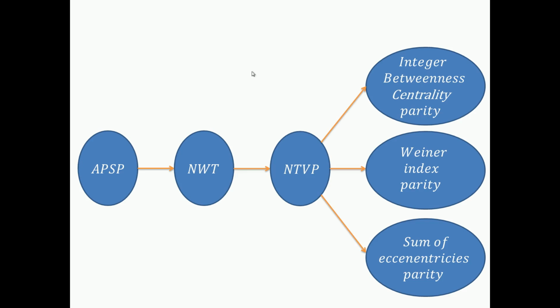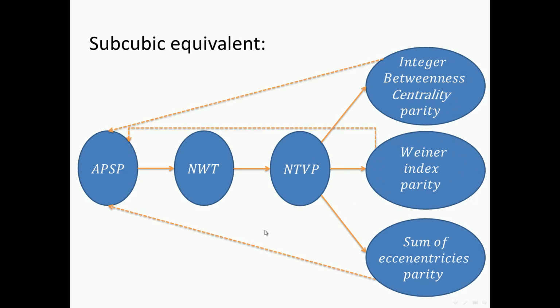So we have a reduction from negative weight triangle to negative triangle vertex parity, and therefore we have a reduction from all pair shortest path to negative triangle vertex parity. And in the paper we show reductions from negative triangle vertex parity to other problems such as integer betweenness centrality parity and Wiener index parity. Notice that there are reductions from these problems to all pair shortest path, and therefore we obtain that all of these problems are subcubic equivalent.